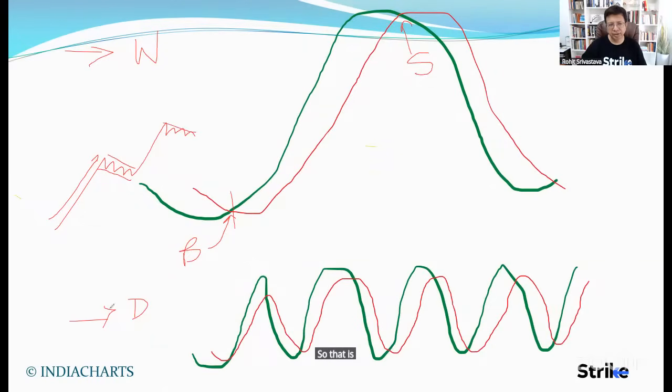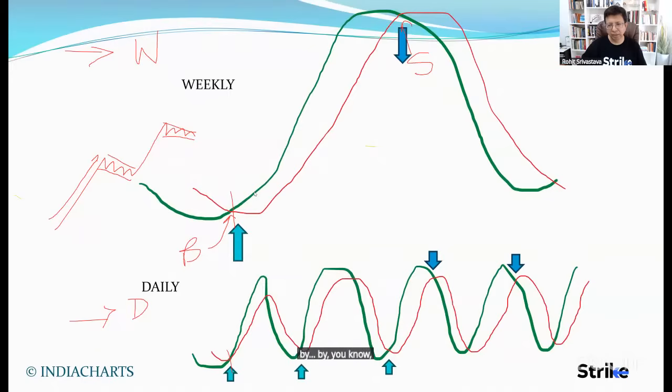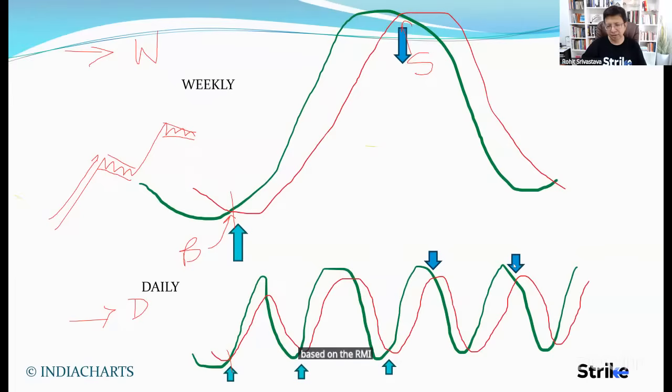So that is why what we say is when the larger trend is up, what you want to do is buy, exit. You want to buy and then exit. Okay, so that's the approach. So when you get the weekly buy signal, what do you want to do on the daily chart? You want to buy, buy, buy, and exit only. If you're doing trades in and out, then you want to exit those signals and go short only when the larger trend is down. So when the larger trend has given a sell signal here, we are looking for the short signals based on the RMI when it gives a sell. Okay. So this is the kind of scan we do.